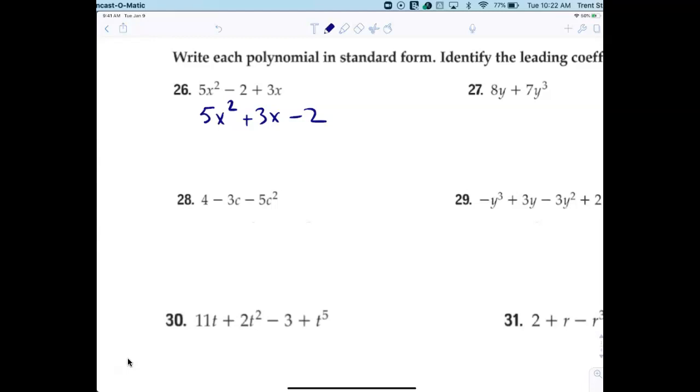28. How do you know whether to put the 3x to the negative 2 first? Largest exponent to smallest exponent. Now listen to me. This is a good point. This right here is called a constant because it has no variable. That's the one that always goes at the end. You hear me? The constant always goes at the end.